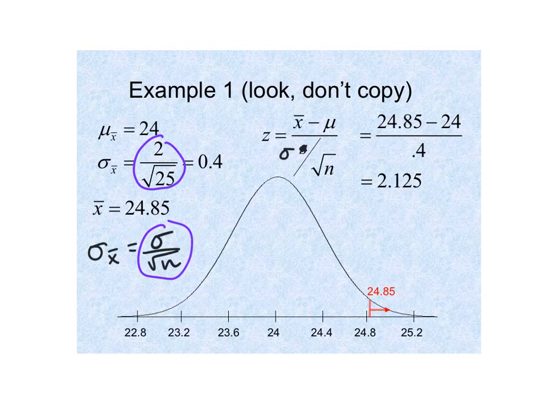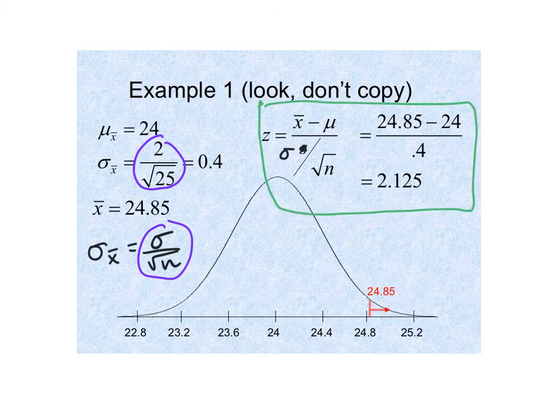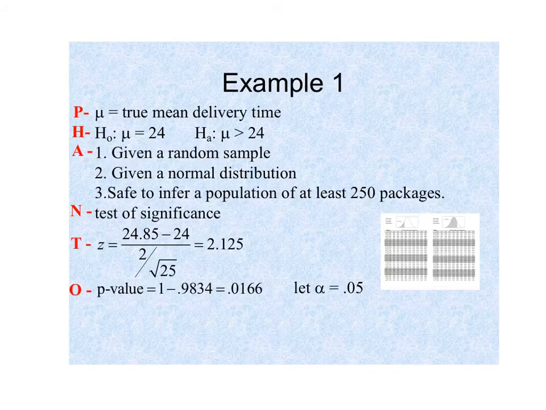Okay. So everything that I wrote here, I'm going to write it in my acronym. Everything I wrote in green. Okay. This is step T. Let me go to the next slide and you'll see that step there. So this is what I got from my calculations. I got 2.125.